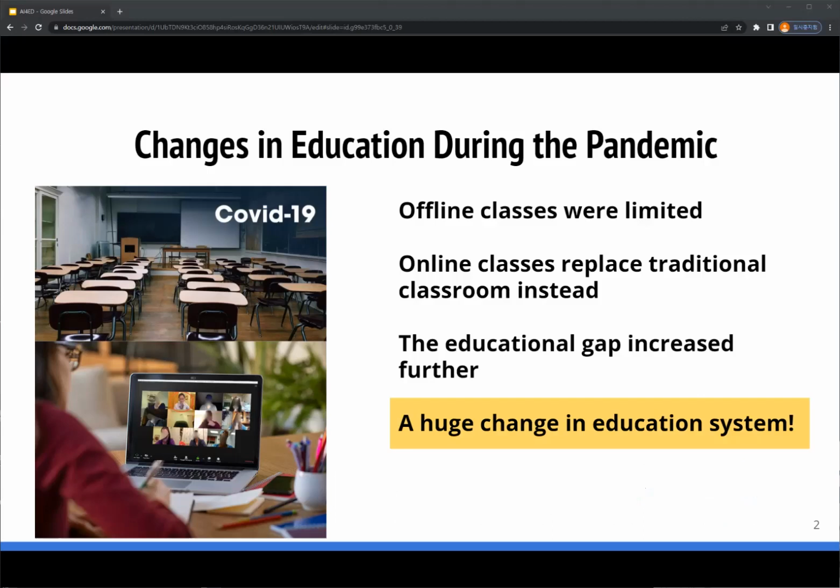As you may know, there has been a huge change in our education system due to the pandemic. Offline classes were limited due to social distancing. Online classes replaced the traditional face-to-face classrooms. Demands on online education platforms and intelligent tutoring systems are increasing. The educational gap grew larger due to limited access to educational resources. We are facing a huge change in our education system.